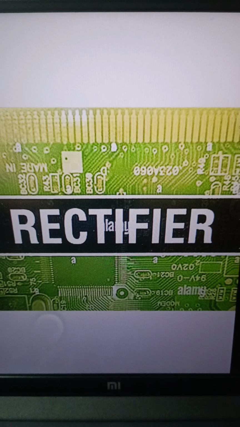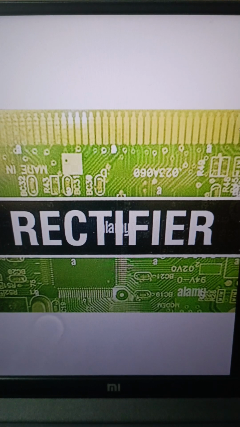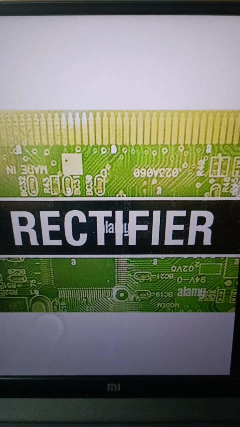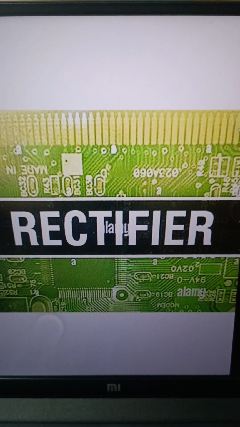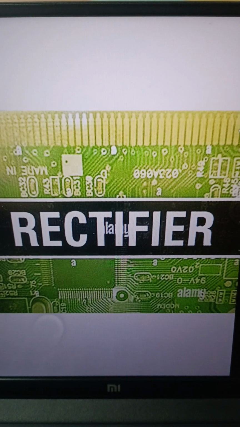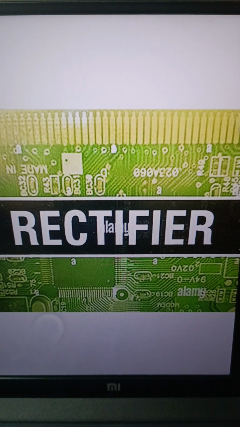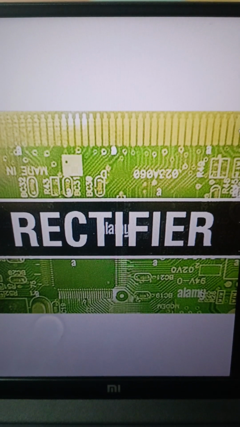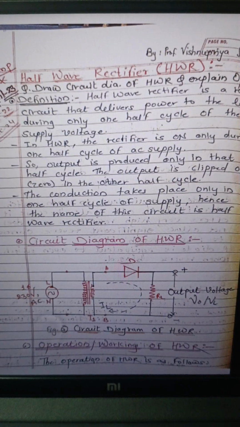There are mainly two types of rectifiers. First one is half wave rectifier. Second one is full wave rectifier. Full wave rectifier is again classified into two main rectifiers, that is full wave center tap rectifier, and second one is bridge rectifier. So let's move ahead. So first rectifier is half wave rectifier.